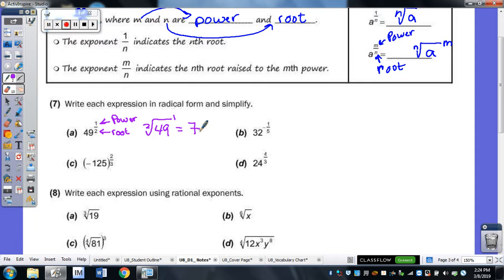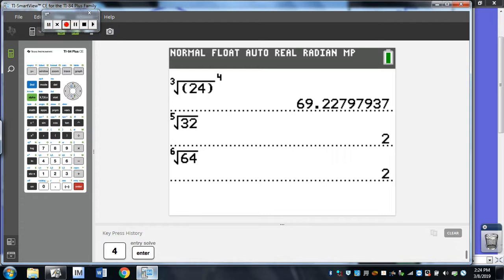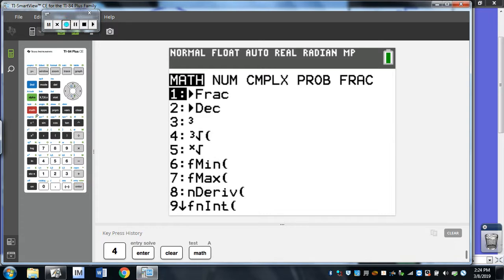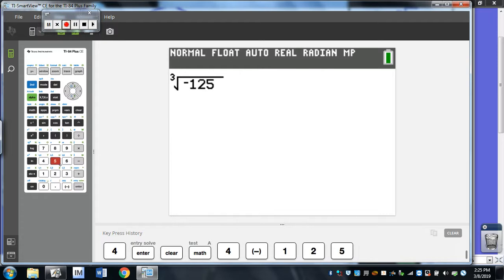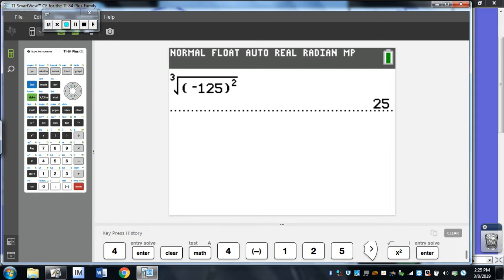So we're going to go to letter C next. I'm going to do B actually last here. So we have the third root of negative 125, and then it's to the second power. So do you guys remember how to get third root in your calculator? If you push math, and then you go to option 4, that's your third root, negative 125, and then you go on the outside and you square it. So you end up with 25.